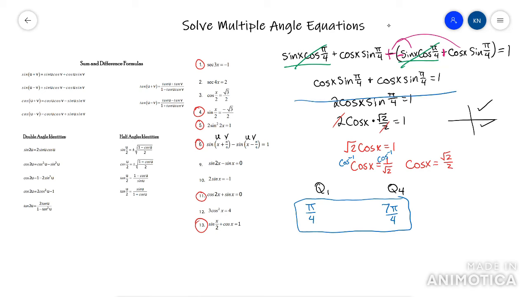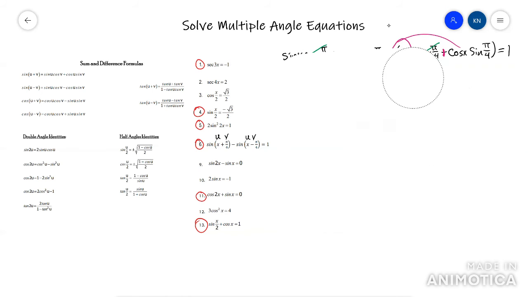It's just this part that makes that problem so difficult. I know that one was tricky. Let's keep moving. We're going to number 11 next.